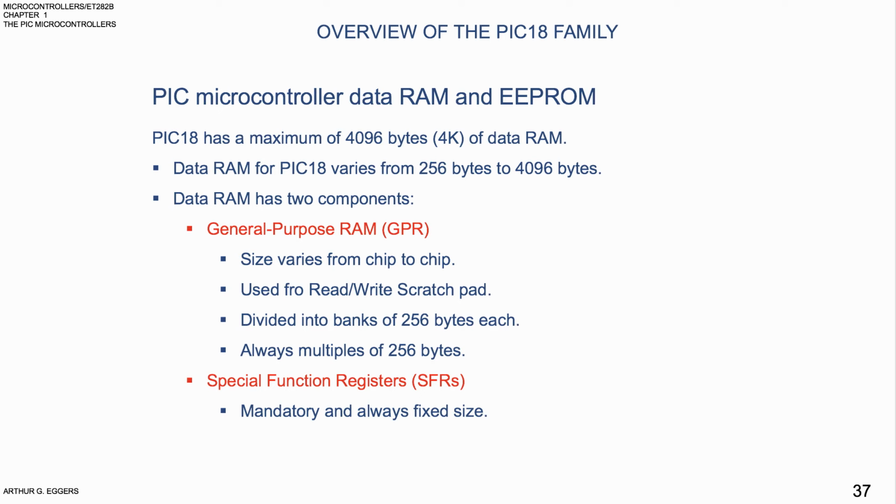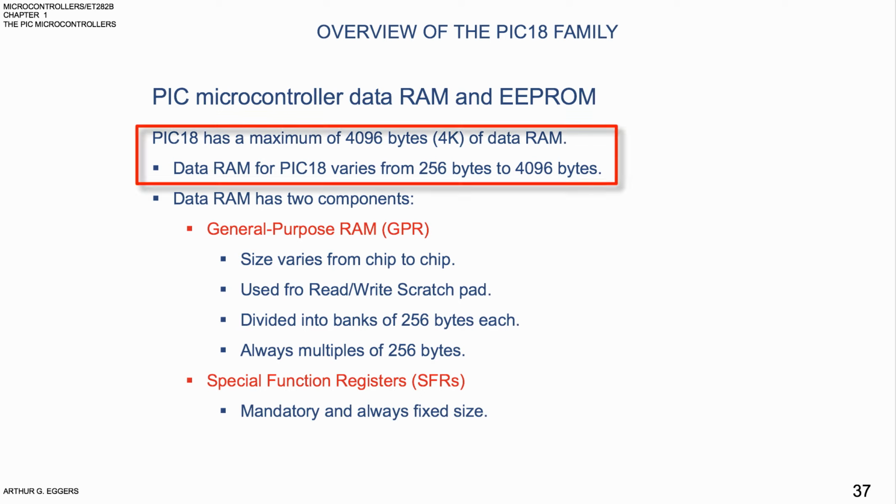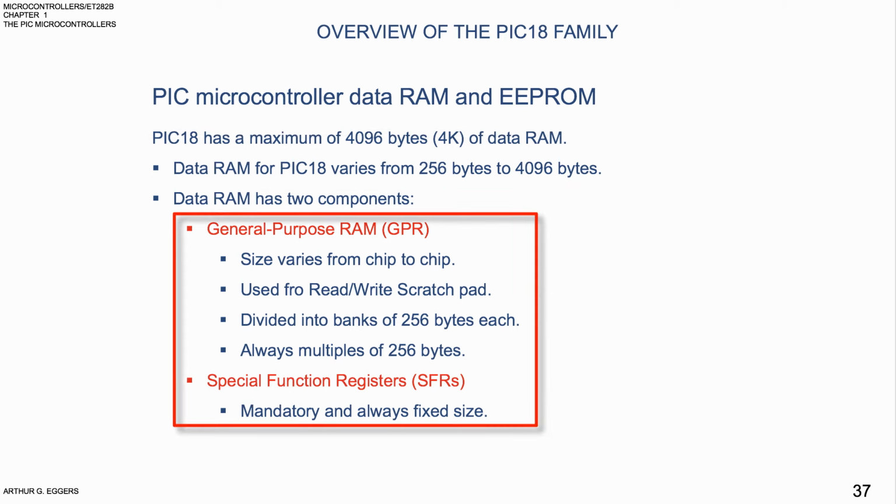While PROM is used to store program code, the RAM space is for data storage. The Pic18 has a maximum of 4096 bytes, 4K, of data RAM space. Not all of the family members come with that much RAM. The data RAM size for the Pic18 varies from 256 bytes up to 4096 bytes. As we will see, the data RAM space has two components, the general purpose RAM, the GPR, and the special function registers, the SFR. So these are two acronyms that you'll be seeing over and over again as we proceed with the Pic18.